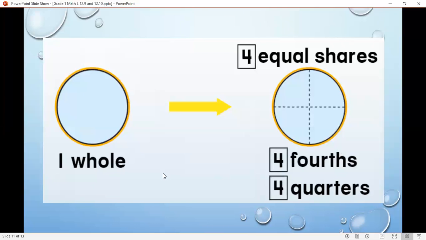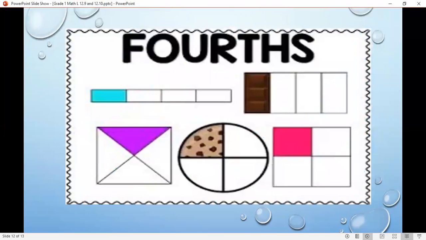Now, which one is smaller, a whole or a fourth? Yes, of course, a fourth is smaller because, again, it's a little part from the whole. So, let's see some more shapes here that are split in fourths.